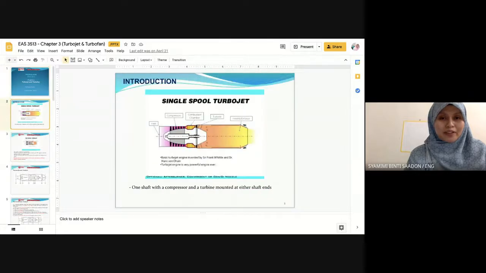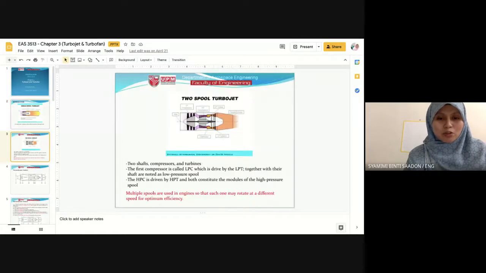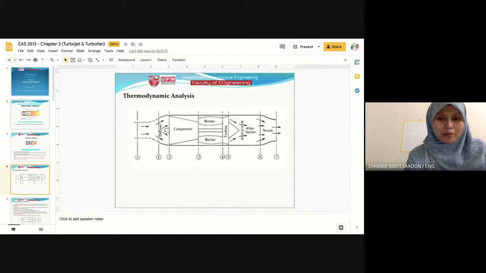The single spool turbojet, two spool turbojet, and the thermodynamic analysis. This is the most important part, so we are going to do the exercise tutorial on this thermodynamic analysis, the ideal case.